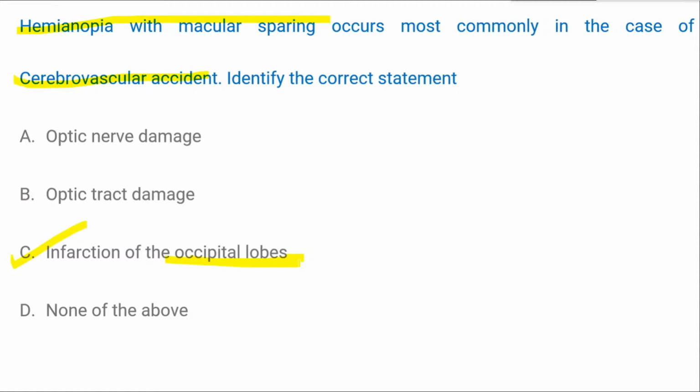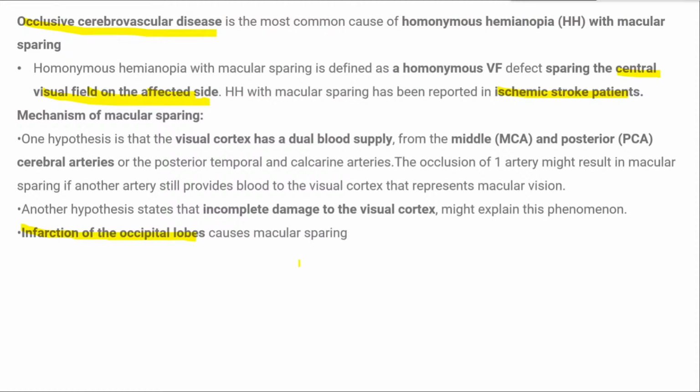A little more on the mechanism of macular sparing. There are two schools of thought for that. One is that there could be dual blood supply to the visual cortex. That is why the macular sparing occurs, because of supply from both the middle and posterior cerebral arteries. The other hypothesis is that if there is incomplete damage to the cortex, the same thing will occur. If there is incomplete damage, there will be one part spared.